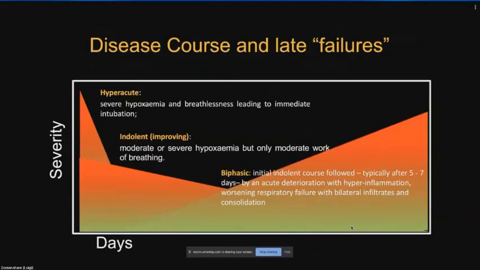until there is the biphasic response, where after an initial indolent course there is an increase in severity, which can be very acute after 5 to 7 days. And the deterioration may be associated with hyperinflammation. So in these patients CRP goes up, the ferritin goes up, the lymphocyte count goes up, they are febrile, and they need multiple organ support.